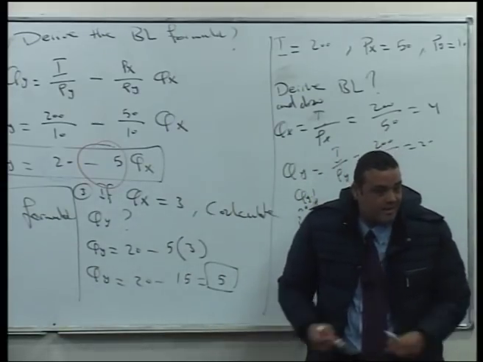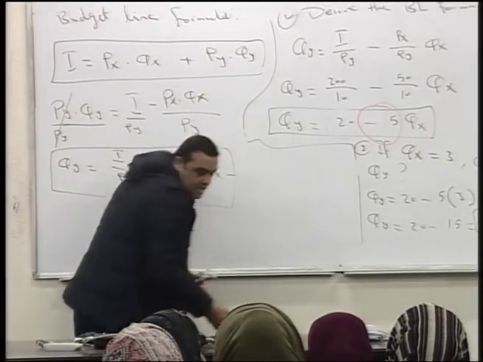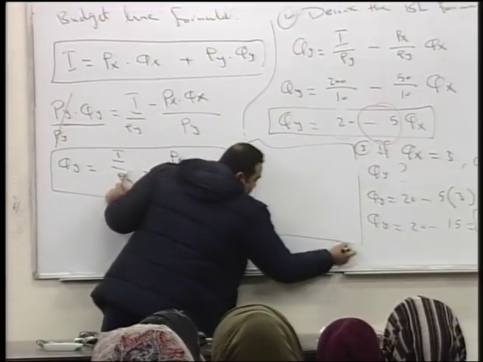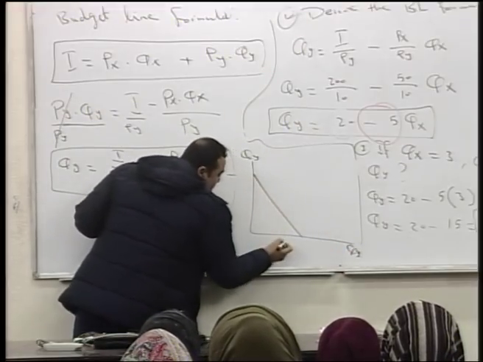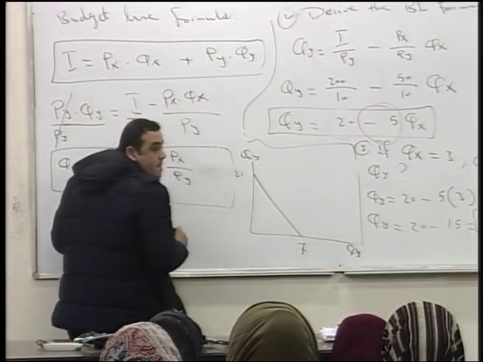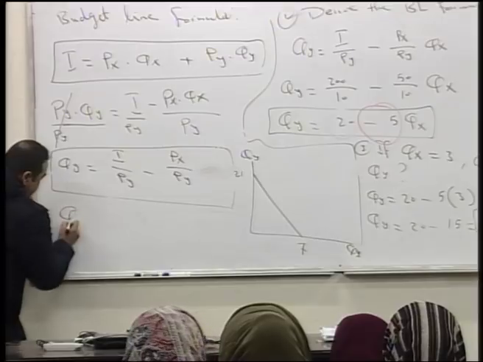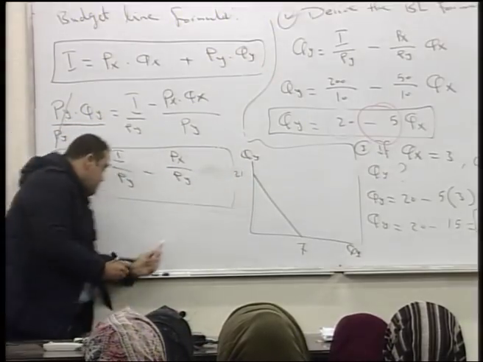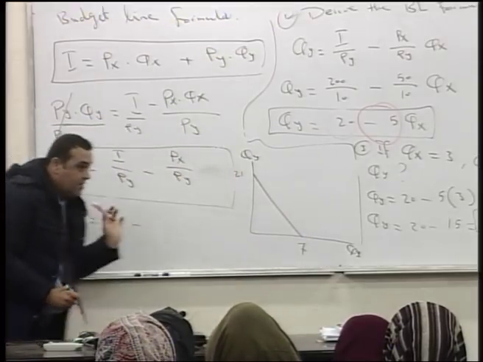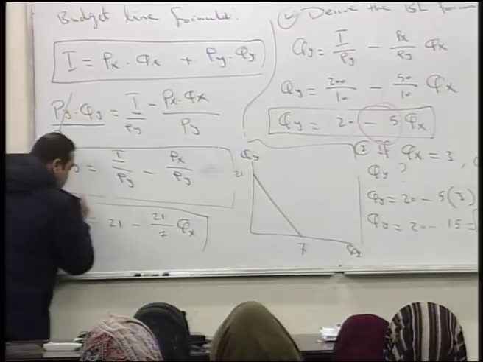This is if I give you the budget line like this. Let us assume the budget line with quantity Y and quantity X, and I gave you 7 and 21. If I ask you to derive the budget line formula, you will tell me QY equals 21 minus slope, 21 over 7, times quantity X. That's it.